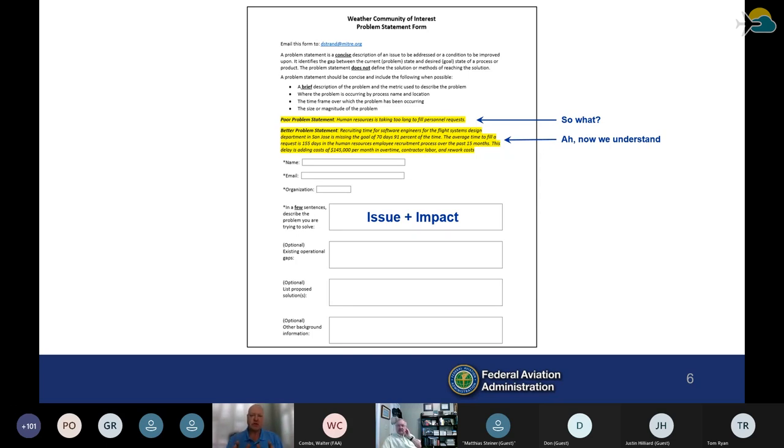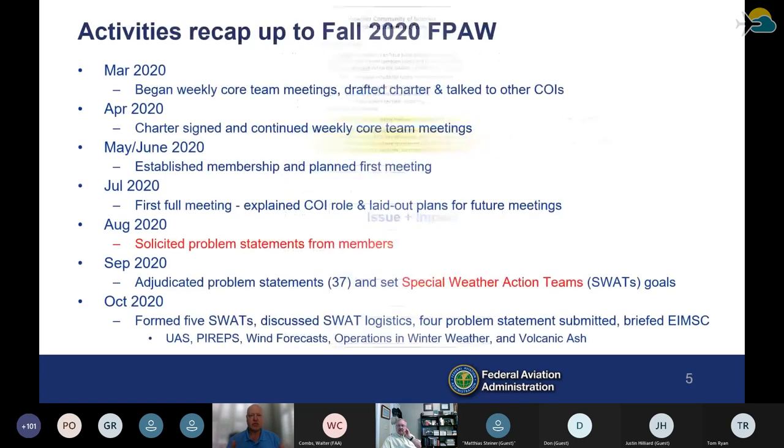So what we did is we had folks fill these out. We got about 37 and we went through them at the meetings. We went through every single problem statement starting in September and worked our way through adjudicating them basically into a very short elevator speech with an issue and an impact.